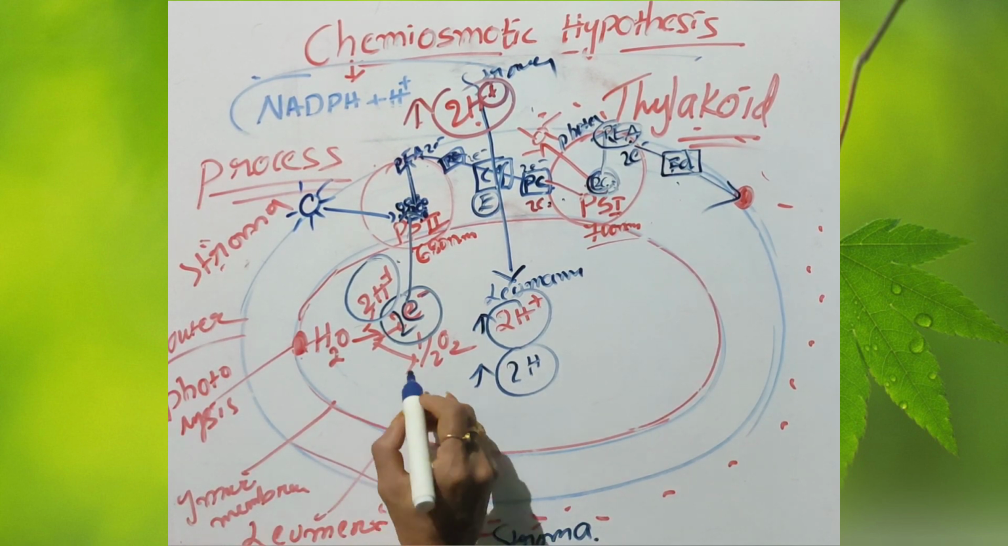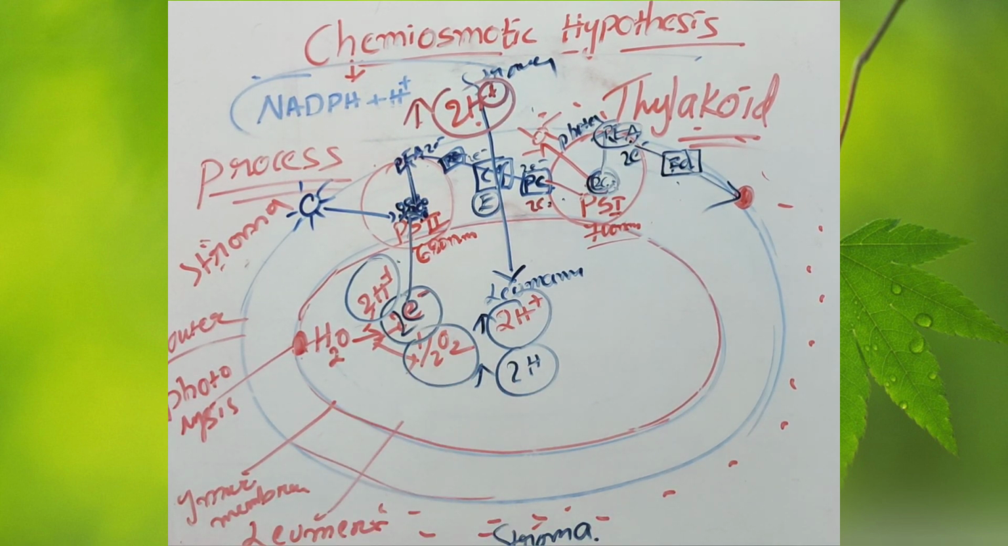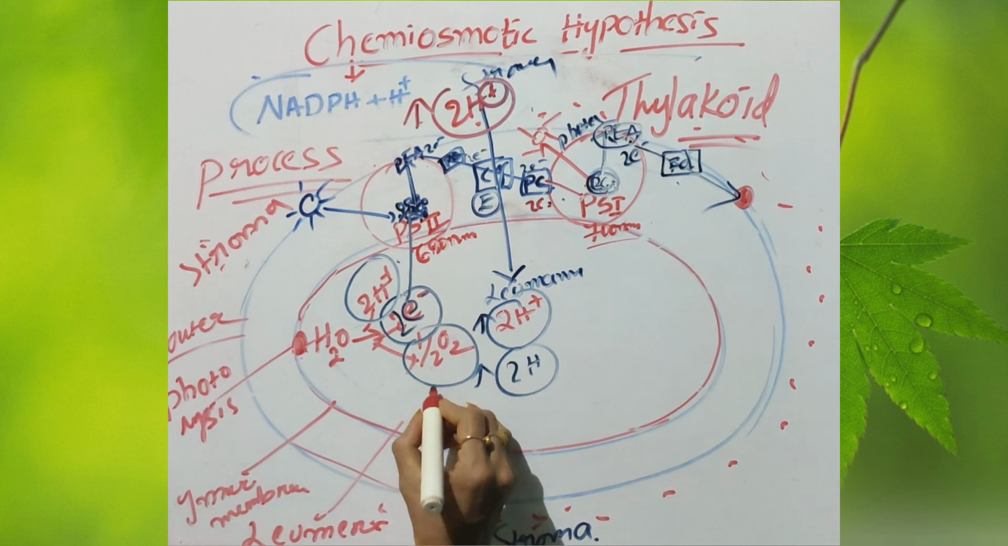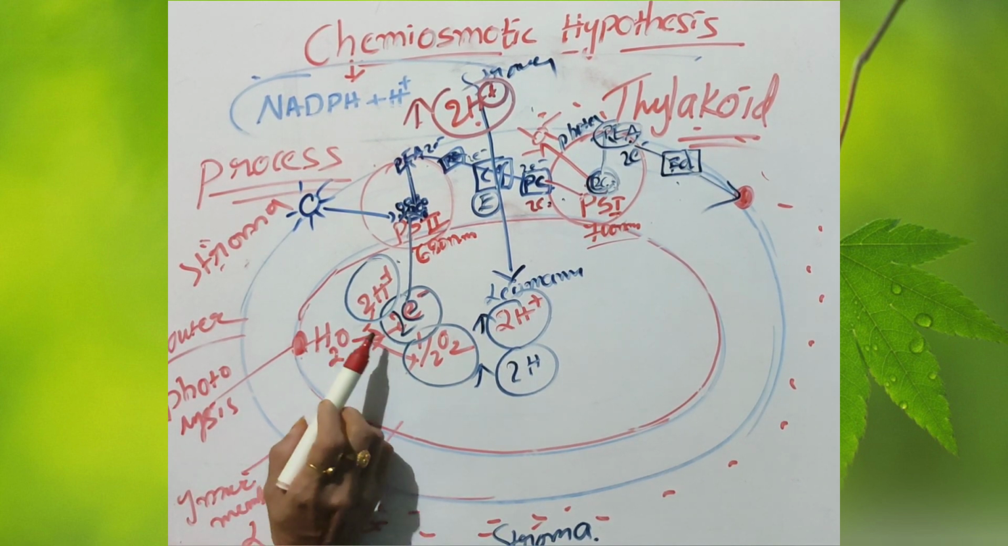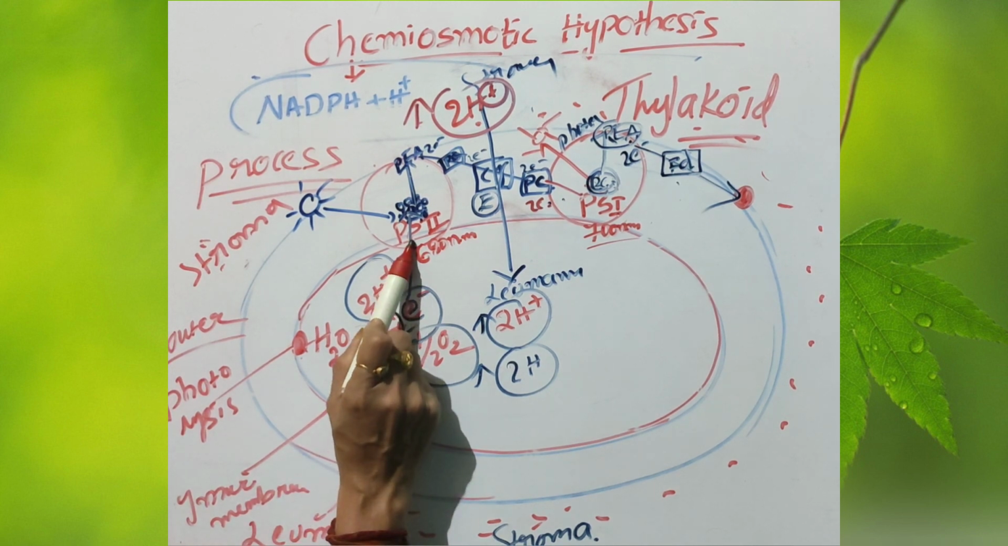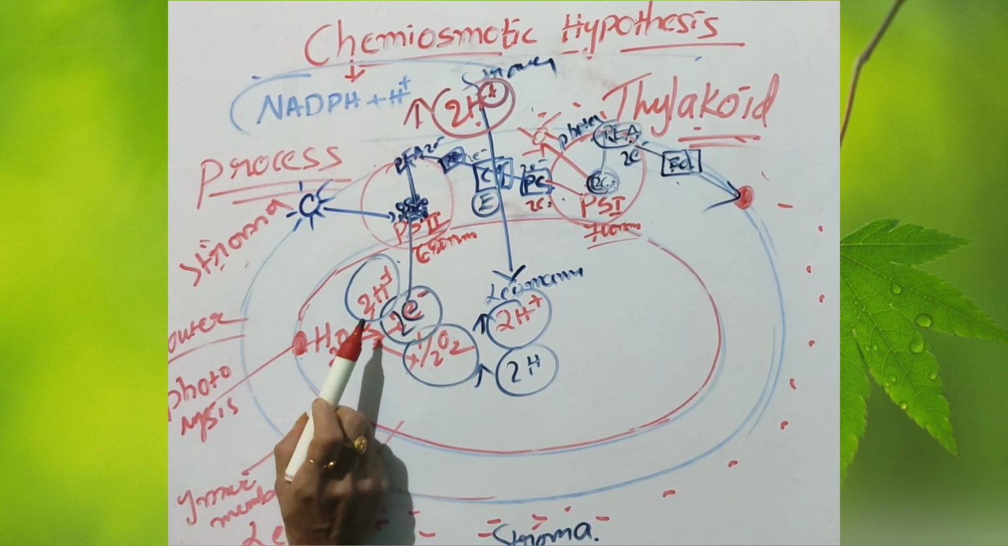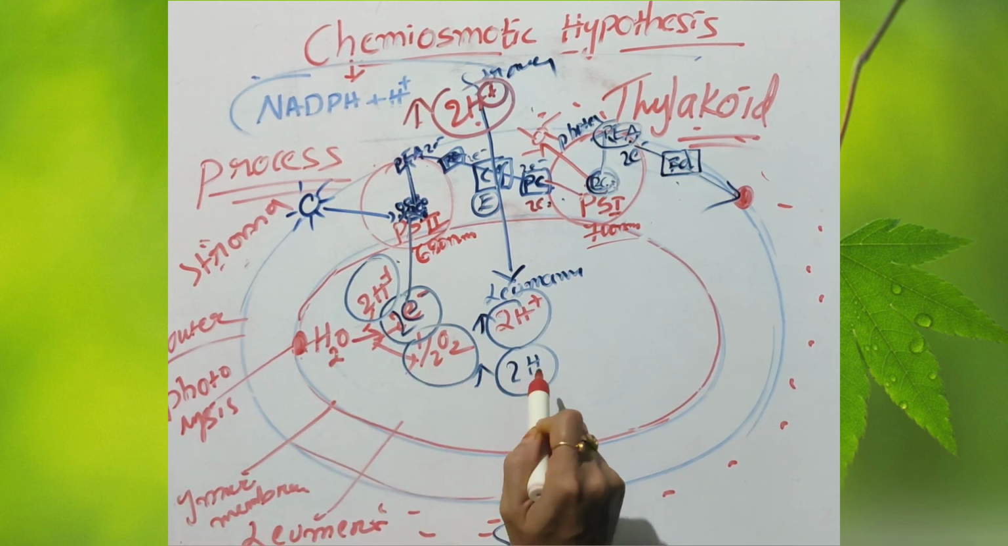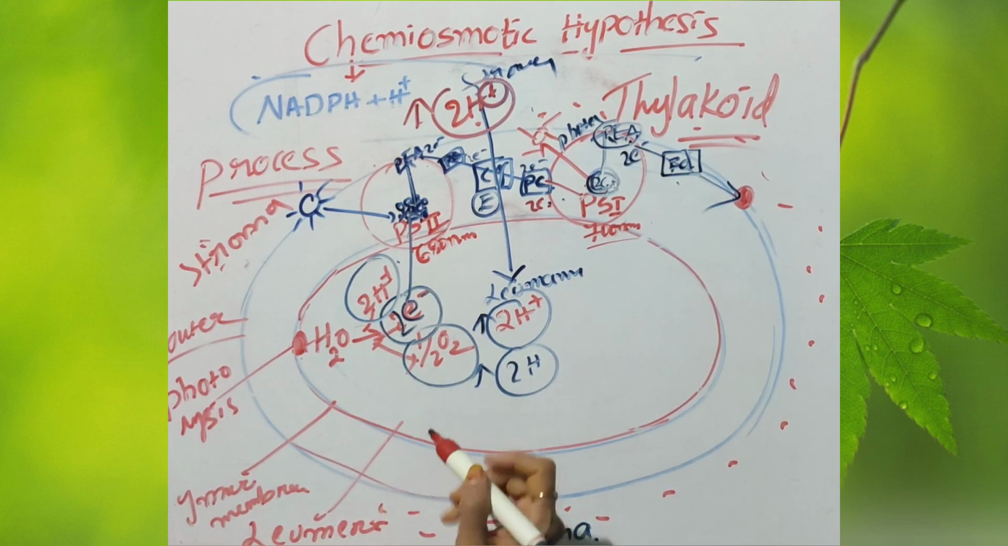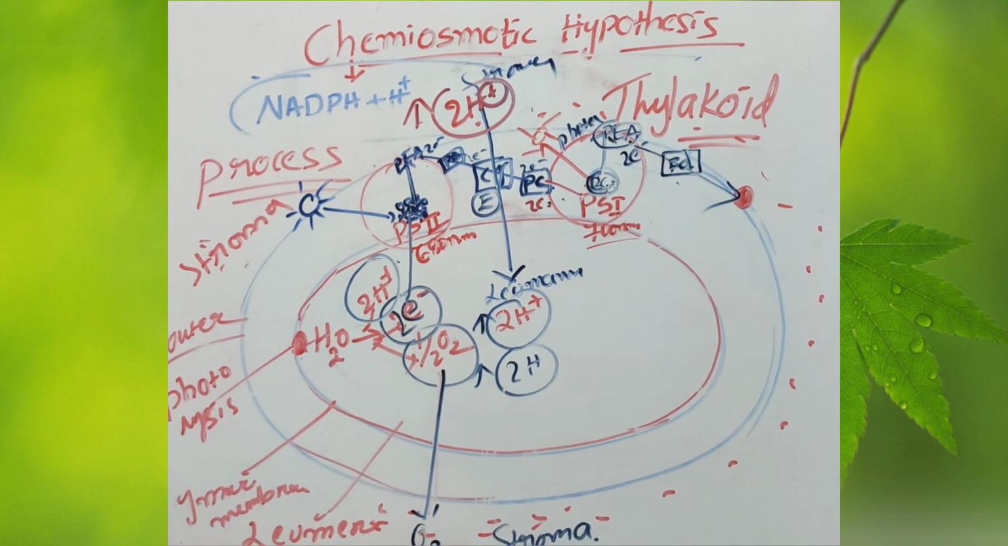Next, the third byproduct is molecular oxygen. From the splitting of water molecules, first, a pair of electrons is replaced in photosystem 2 in non-cyclic photophosphorylation. Second, the protons increase concentration in the lumen. Third, nascent oxygen is a byproduct of the splitting of water and enters the stroma. These three are very important byproducts of the photolysis complex.